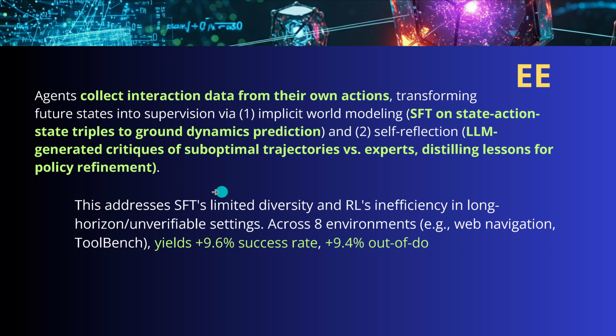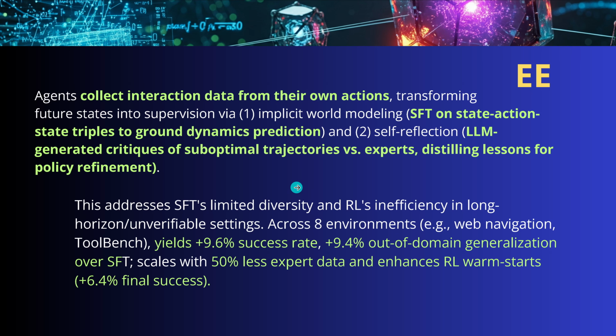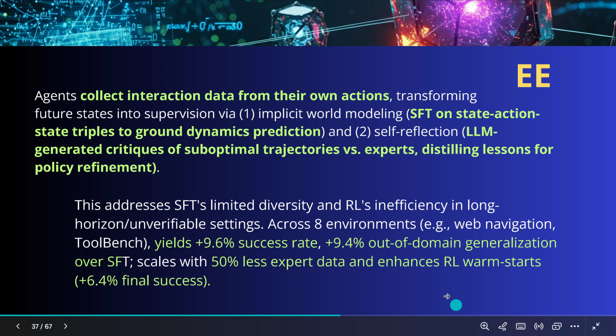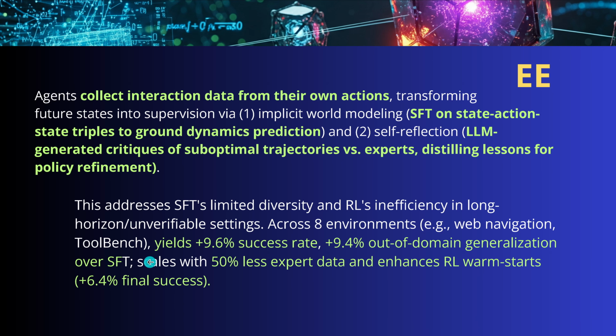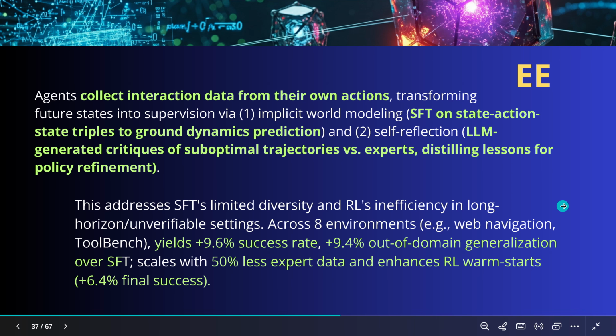And this addresses beautifully supervised fine-tuning's limited diversity and inefficiency in long-horizon unverifiable settings. Because what do you do if you do not have a reward function? The authors did this in the first paper across 8 environments, and it yields about 10% out-of-domain generalization over supervised fine-tuning, scales with 50% less expert data, and even enhances the follow-up reinforcement learning warm-up starts with plus 6.5% in the final success cases.